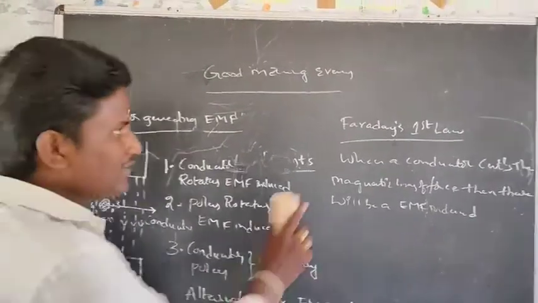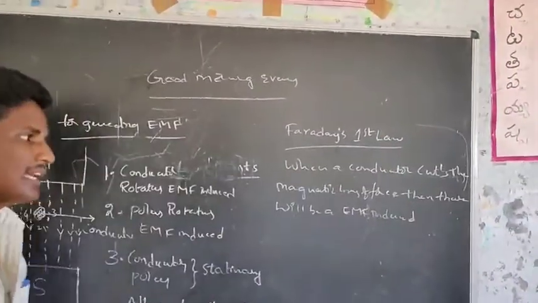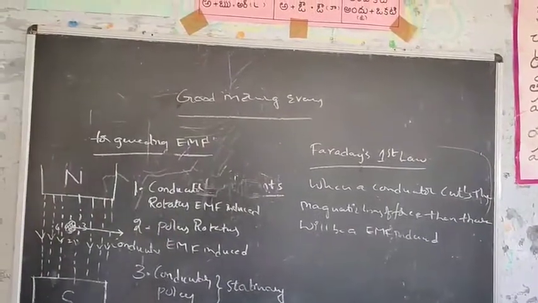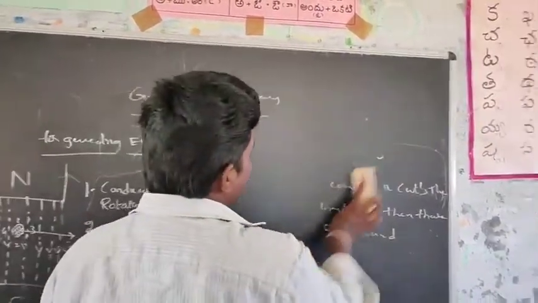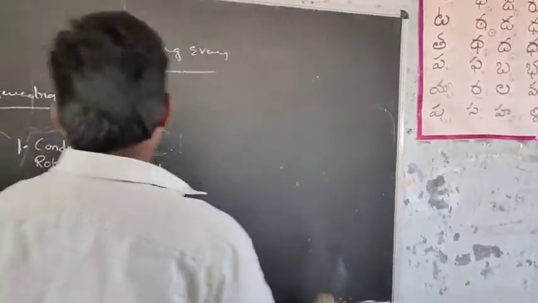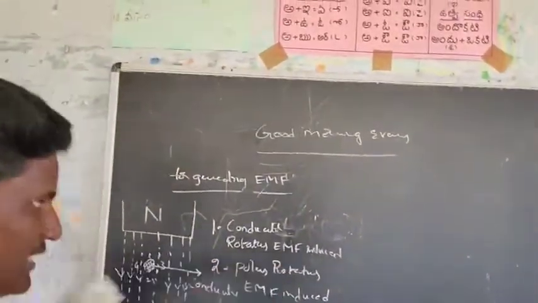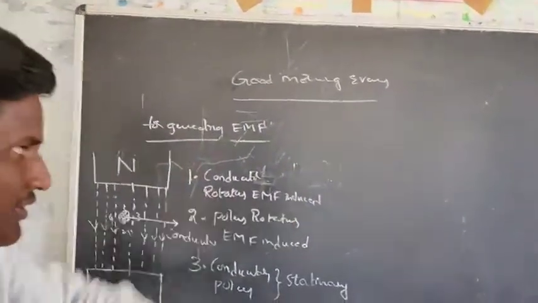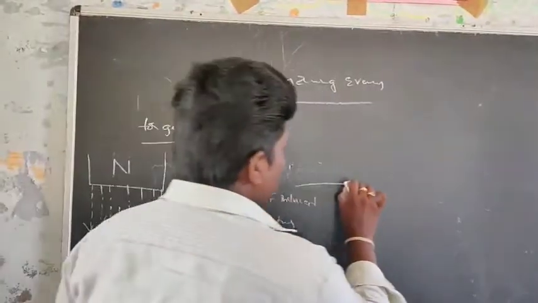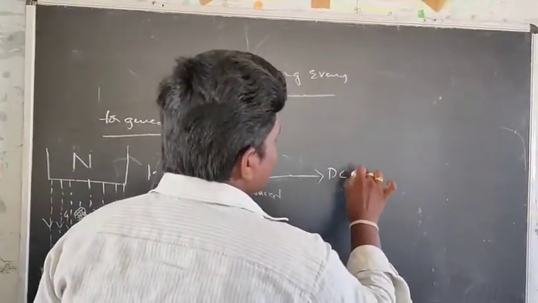So according to Faraday's law, when a conductor cuts the magnetic lines of force, there will be an EMF induced. When the conductor rotates, EMF is induced. This case we can use for DC machines.